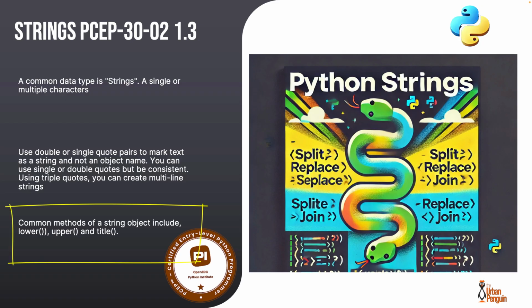We also have many methods with all of our objects. Python is an object-oriented language, which means that we have methods built into each of our objects. In strings, common methods could include lower, upper, and title to manipulate the case of our string.